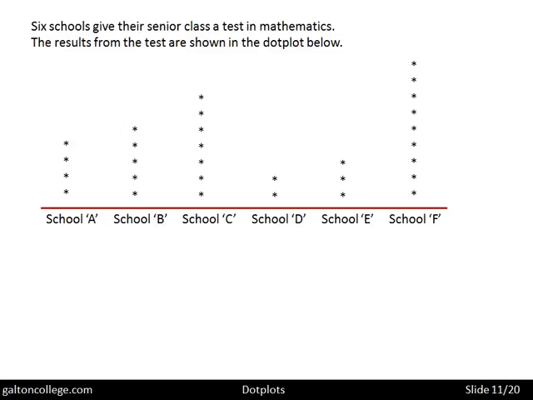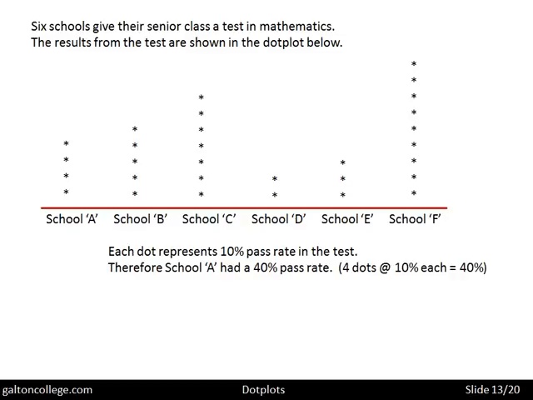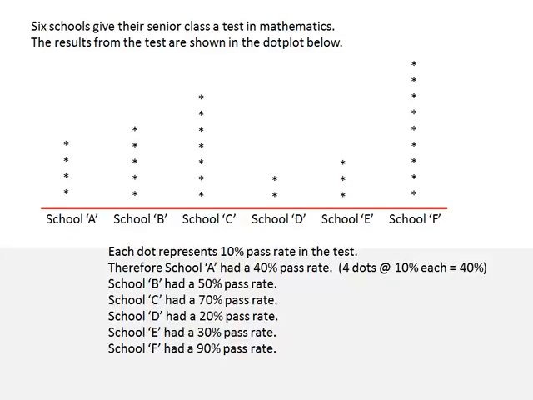Here's our school. Now each dot represents a pass rate of 10%. Therefore, school A had a 40% pass rate, 4 dots at 10% each. And that's all, as I said in the last couple of slides, that's all it's doing. School B had a 50% pass rate. It has 5 dots at 10%. And we do that for each one.